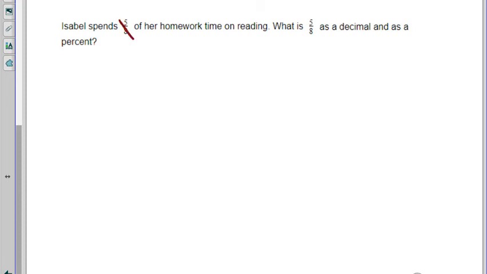All right, we have a little typo on your sheet there. This should be 3/8. And other than that, it's the same. Isabel spends 3/8 of her homework time on reading. And what is 3/8 as a decimal and as a percent? So you've got to find this in decimal form and percent form. Go ahead and give it a try. We'll talk about it in class.